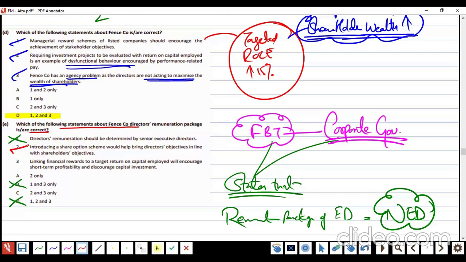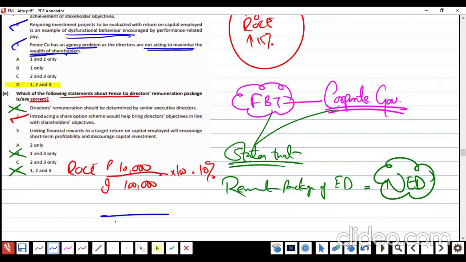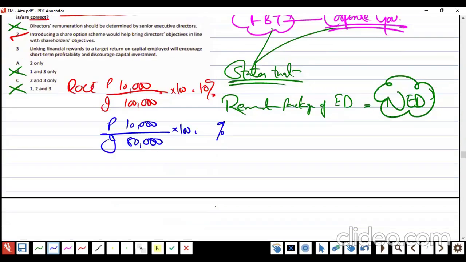Right. Three: linking financial reward to a target ROCE will encourage short-term profitability and discourage capital investment. You are right. Why right? Please look, I am explaining. There is ROCE now. Let's suppose profit is 10,000 and investment is 100,000. The answer is how much? 10%, right? If I withdraw some investment, let's say it becomes 80,000, and profit remains the same. It's a mathematical relationship. Tell me what the answer is now. It will increase. It's 12.5%.